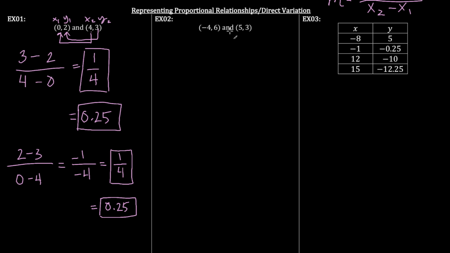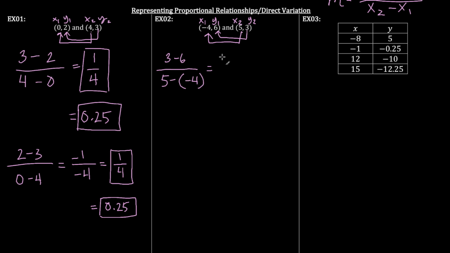Easy enough. Let's do it with a negative. So x1, y1, x2, y2. So 3 minus 6 over 5 minus negative 4. So we would do 5 minus, and then parentheses, negative 4. Make sure you do that. If you don't do that, it's going to be wrong. You need 5 minus, and then parentheses, a negative 4.